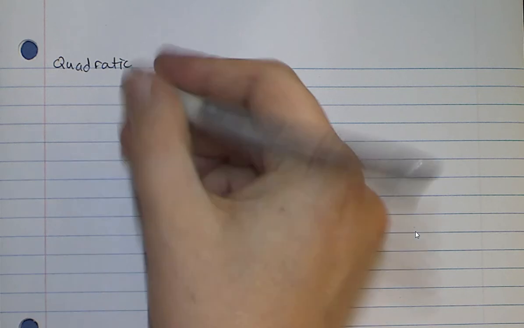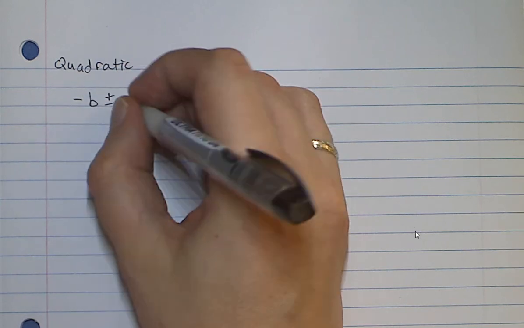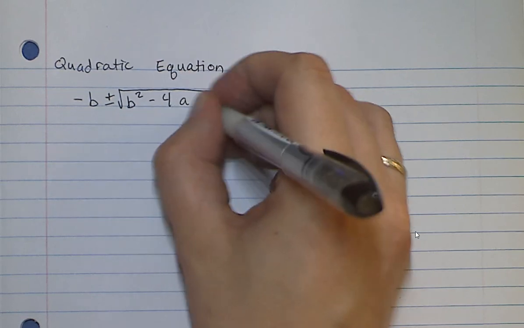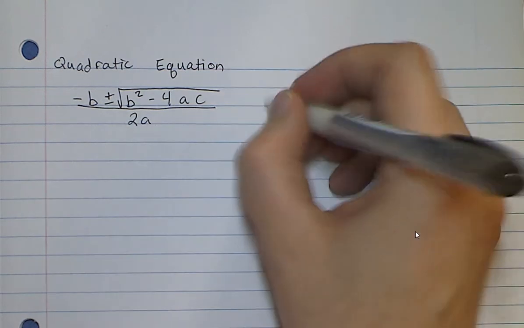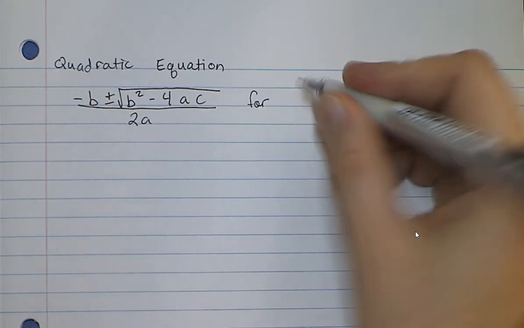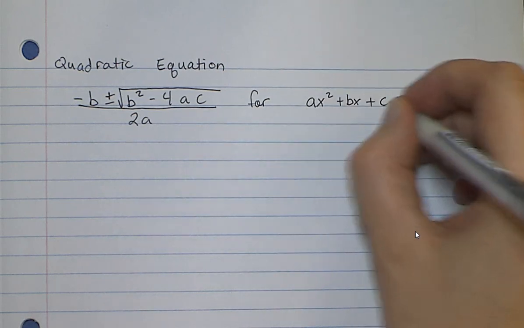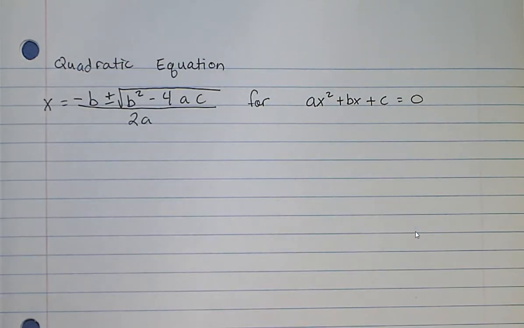Some people are going to freak out because of how complicated it looks, but it's not that bad, especially if you take it one step at a time. So this is the quadratic equation: negative b plus or minus the square root of b squared minus 4ac, all over 2a. And this works for an equation set up as ax squared plus bx plus c equal to 0. That's scary. It's not that bad. If you take it one step at a time, it's not that bad.